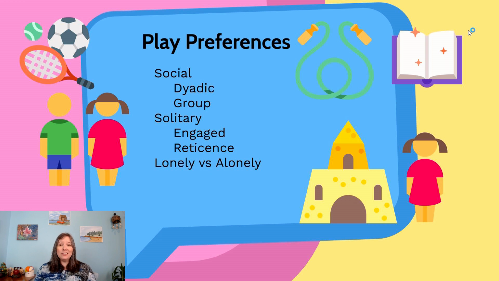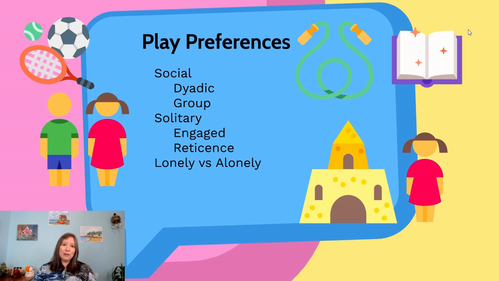This is when a singular child is doing something constructive on their own. They might be building a sandcastle, or doing a puzzle, or building a ring stacker, or building Lego, or reading a book, or skipping with a skipping rope, or shooting basketball by themselves. That's all considered solitary engaged. It's all constructive, and during solitary engaged play, the child might be very happy and content to be by themselves.